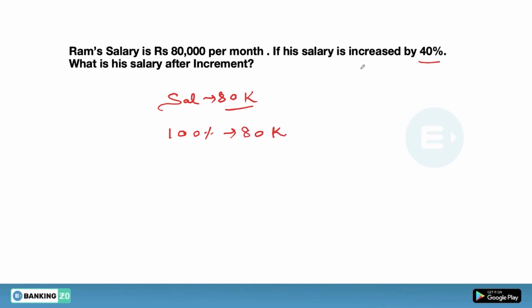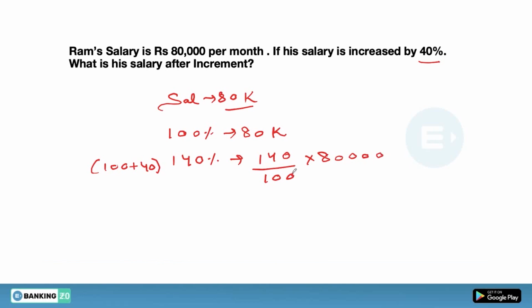Now we are told that salary is increased by 40%. Since salary is increased by 40%, the new salary is going to be his 140 part. How? We have taken it by increasing his 100% salary by 40. That means the result is what? The result is 140%. And this will give you what? This will give you 140 by 100, as already told you, 140 by 100 into 80,000.